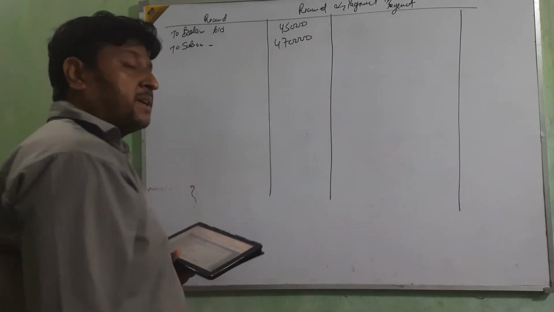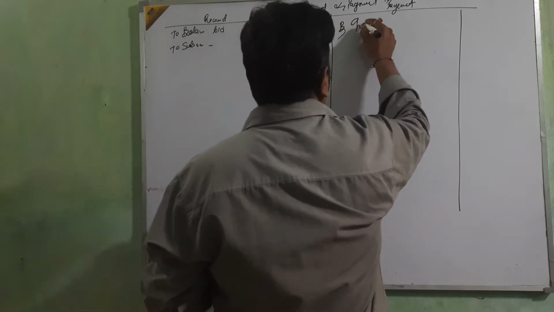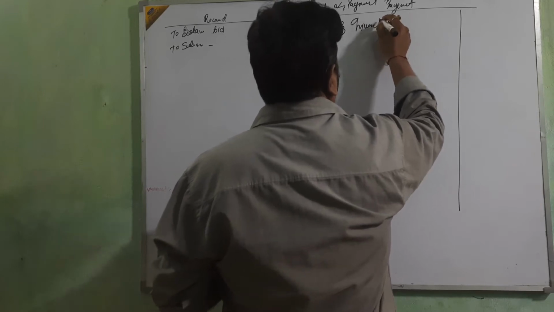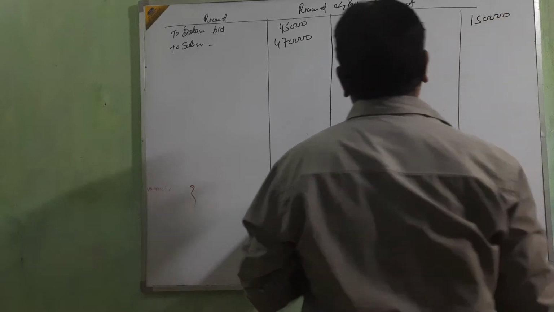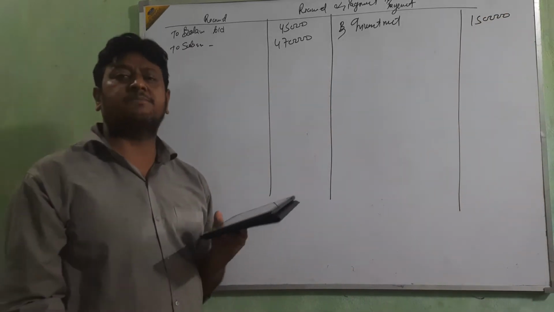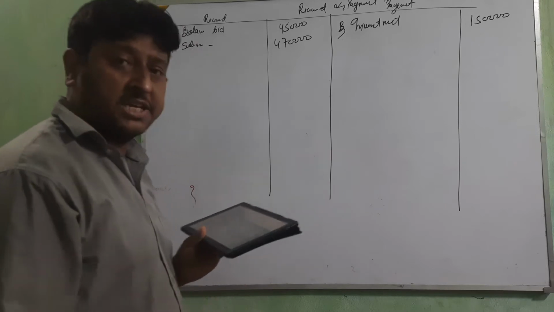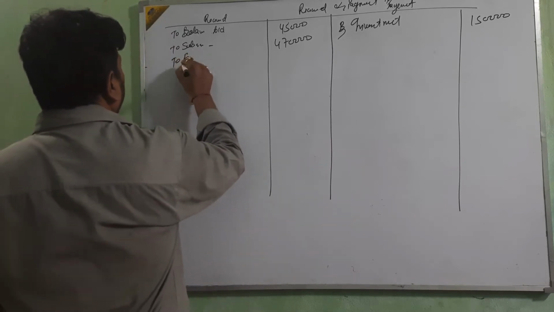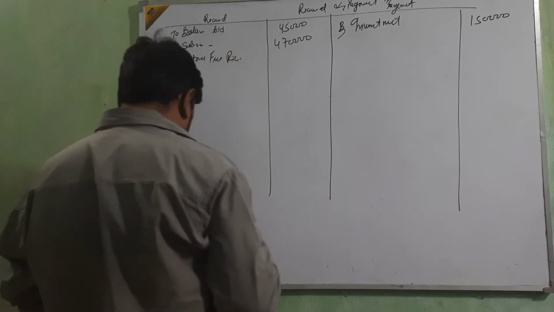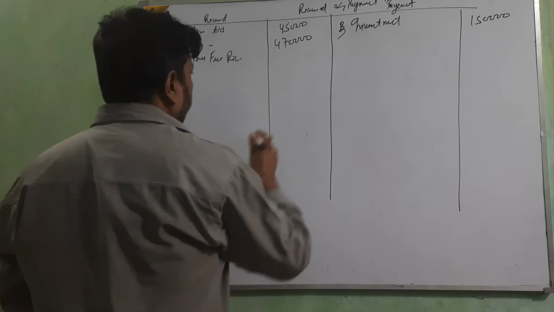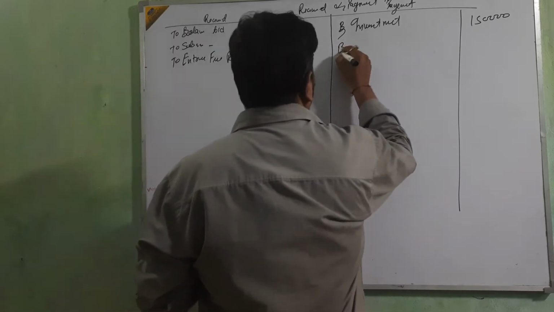Then 12% investment purchase. Purchase means expense, so it goes on the expense side, and the amount is 1,50,000. Then entrance fee received, which is income, and that amount is 15,000.